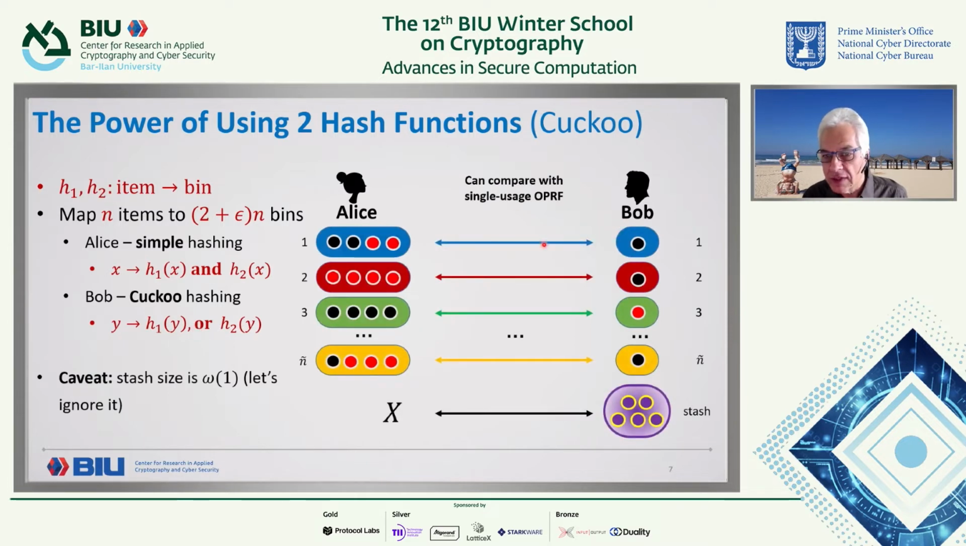So then for each bin, they can do this comparison, and Bob has a single item. So they can use this single usage OPRF, this very efficient OPRF. And Bob might have a few items here in the stash, and handling the stash is a complete headache, so we'll just ignore it now. So this is basically how we use the efficient OPRFs for PSI.